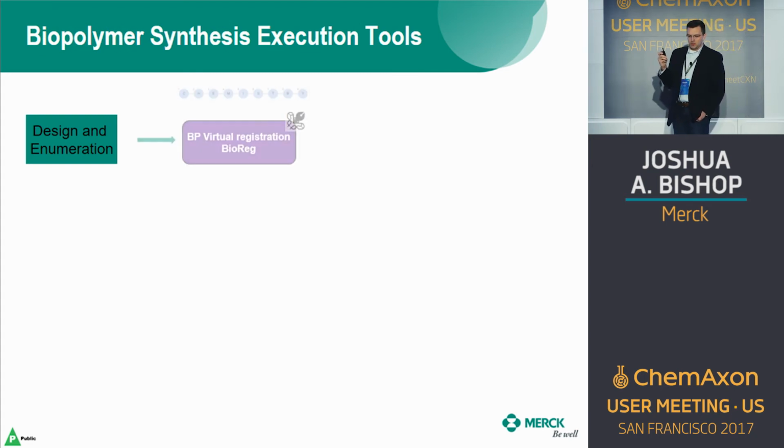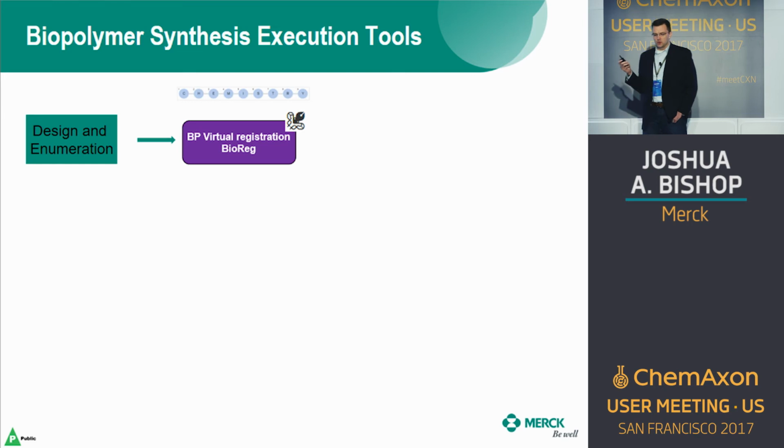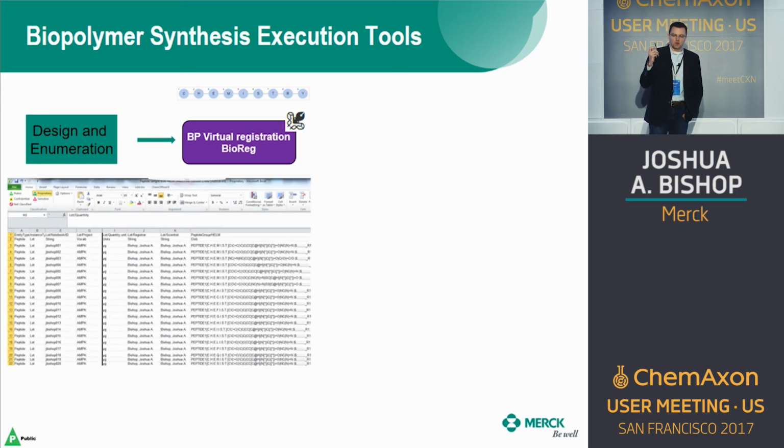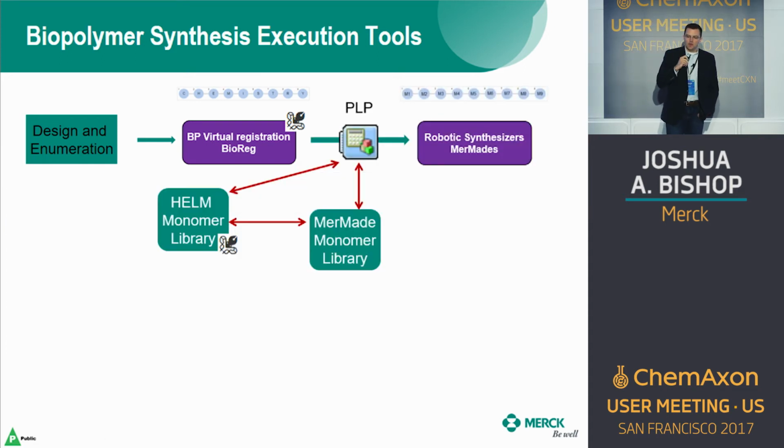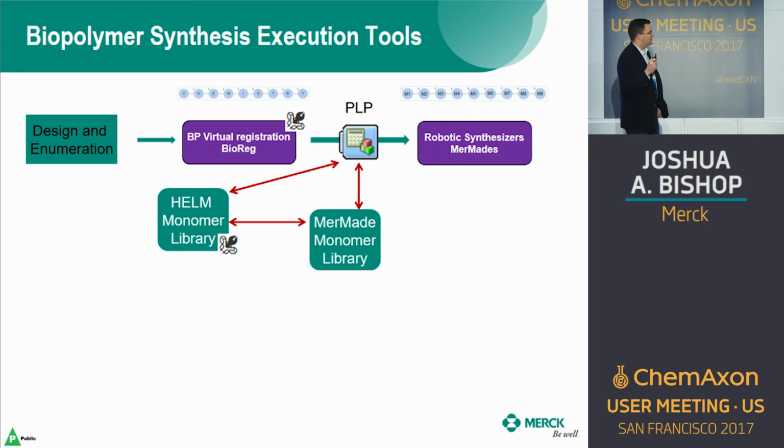So design and enumeration, biopolymer virtual registration within BioReg. We do this enumeration from the enumerator tool. We get our list of biopolymers that we're looking to register. We do a virtual registration. We're using our BioVia backend registration database for this. We then do some Pipeline Pilot scripting to pull out information from our Helm monomer library. This is the kind of tricky part.